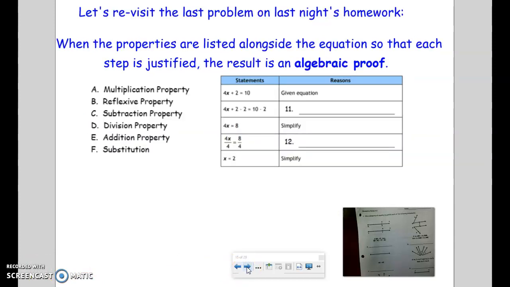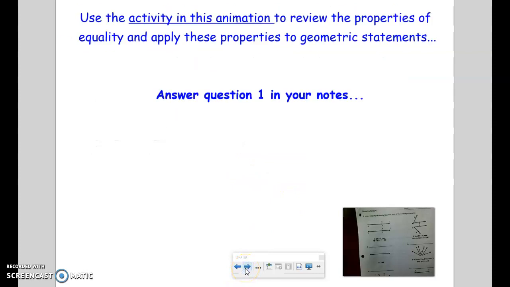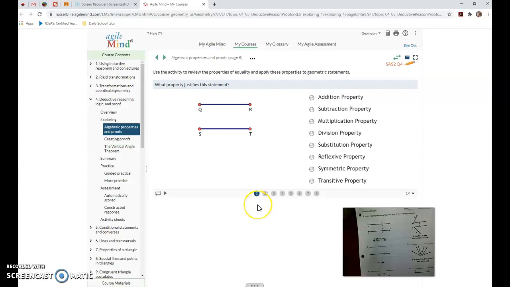We're going to begin by looking at that homework problem I mentioned from last night. Remember, you had an equation and you had all the steps shown as your statements, and you had to justify each step of your algebra equation solving with a reason for each step being true. That's similar to what we're going to be doing with geometric proofs. We will have statements, and every statement we write will have a reason of why we know that to be true. Some of the reasons that we use are called algebraic properties, the properties of equality that you learned in algebra. So we're going to begin with an animation that will help us answer number 1 in our notes.